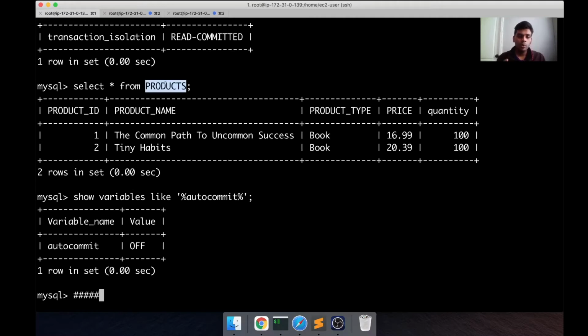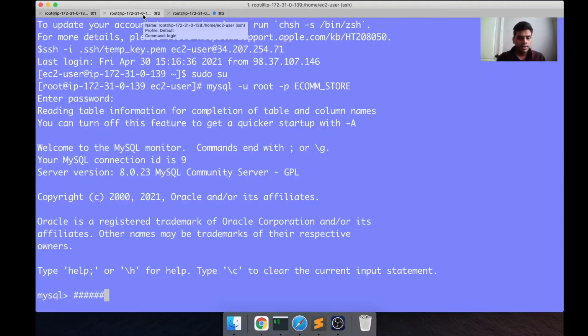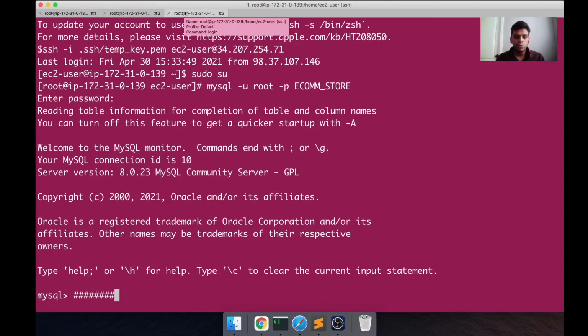So we have a products table, which holds this data, only two books now, just dummy data that I created. And this is the price, and you have the quantity column showing how much quantity is left for each of these books. The first session is a seller session. The second session is a buyer session, which we can call the buyer one session. And the third session is a buyer two session.